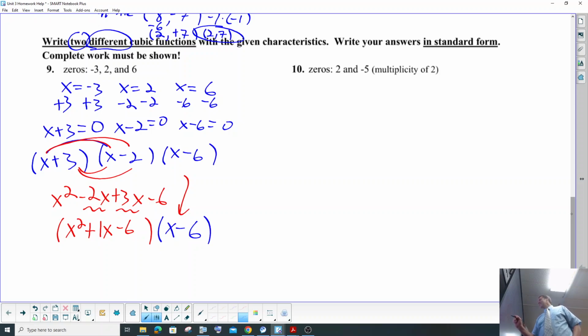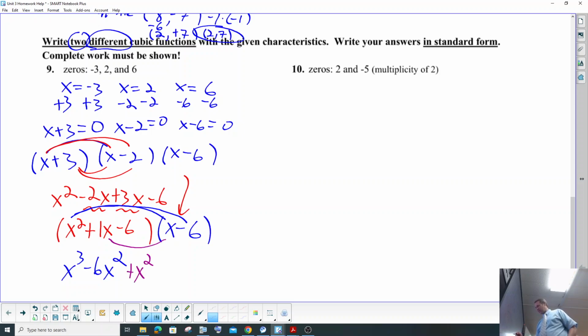Multiply it through. So x squared times x is x to the 3rd power. Pause me. Try it on your own. X squared times -6 is a -6x squared. Good. Then we have 1x times x is a 1x squared. 1x times -6 is a -6x. -6 times x is another -6x. -6 times x is a -6x. And -6 times -6 is a +36.